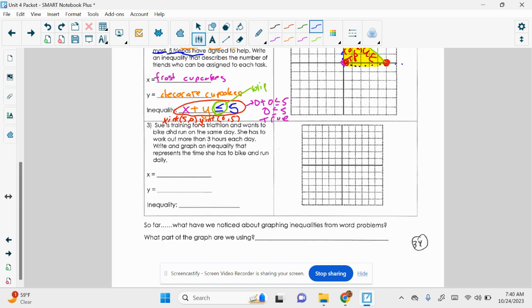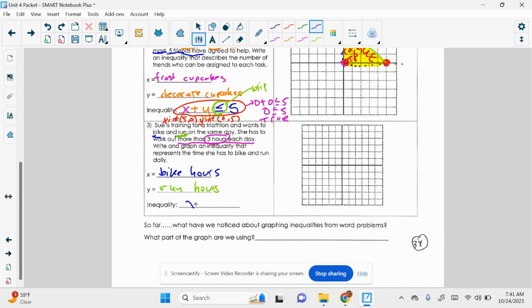Susie's training for a triathlon and she wants to bike and run on the same day. She has to work out more than 3 hours each day. Write and graph an inequality. So here we go. We've got two things she's doing. She's got biking, so bike hours, because it's how much time she's doing stuff for, and run hours. And it says she has to work out more than 3 hours each day.